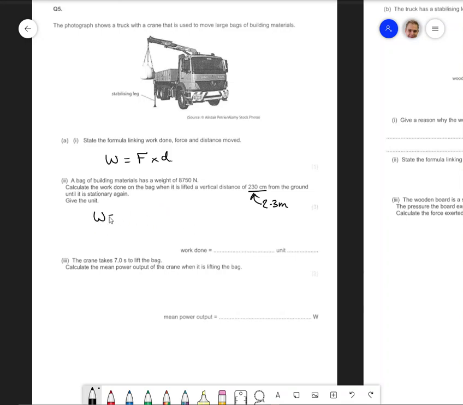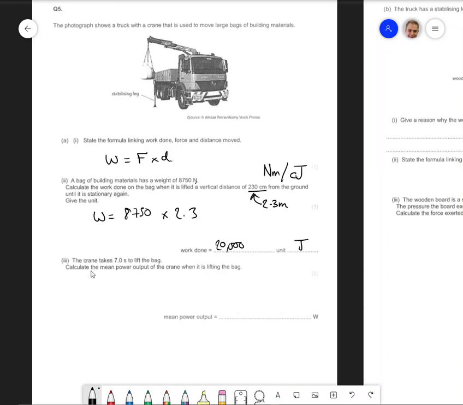So I'd have work is equal to 8750 times 2.3, which comes out as approximately 20,000. I think it comes as being 20,125, and this would be joules. You are actually allowed a few other things. It is newtons times meter, so you could say newton meters, that's fine. If you left it in centimeters, you could leave it as centijoules, that's perfectly fine. A bit weird, but there you go.